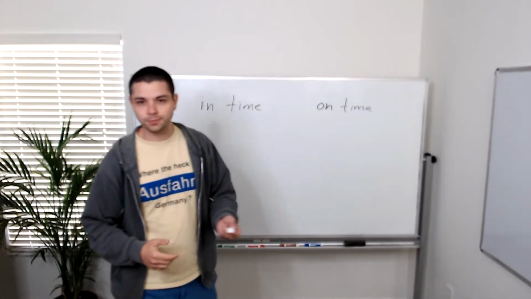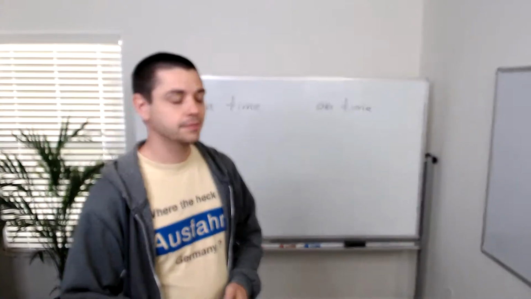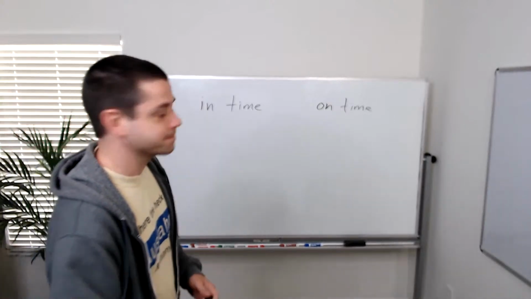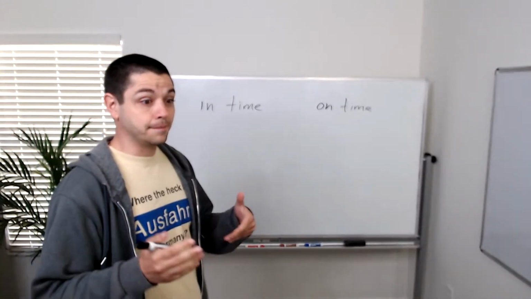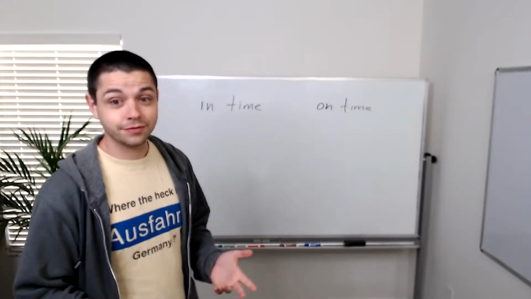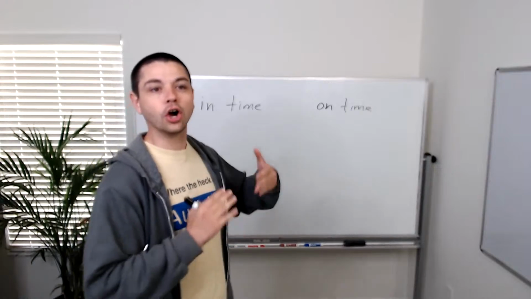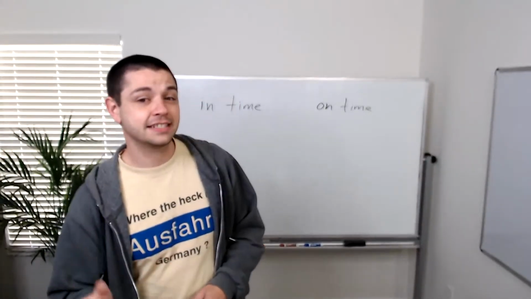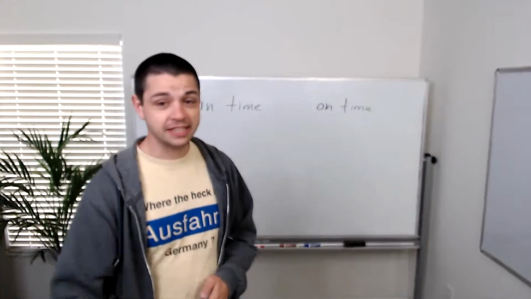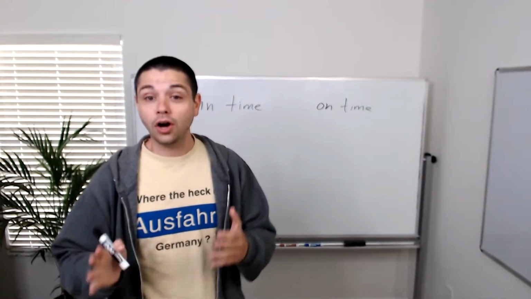So, for example, if the lesson starts at 8 a.m., then you need to arrive or come to the lesson at 8 a.m. Then you are on time. If you come to the lesson at 8:05, 5 minutes after 8, then you are not on time and you are late.